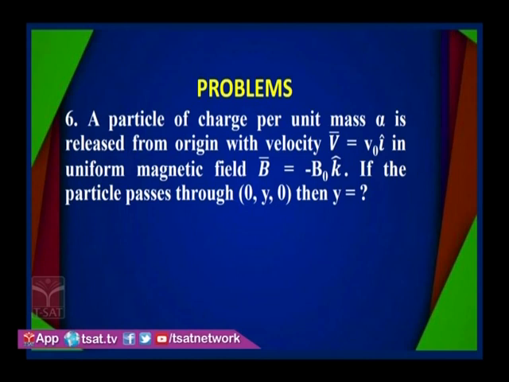A particle of charge q per unit mass alpha is released from the origin with a velocity v is equal to v naught of i in a uniform magnetic field B is equal to minus B naught of k. If the particle passes through 0 comma y comma 0, then find the value of y. A charged particle per unit mass was given as alpha. That means the ratio of the charge to mass, the specific charge of the particle, was given.